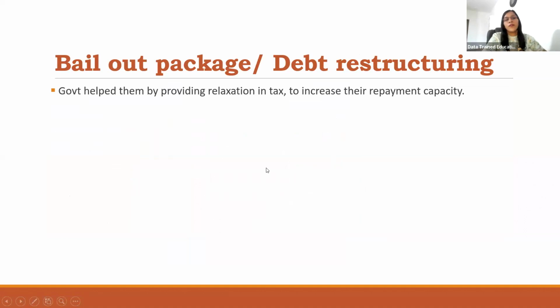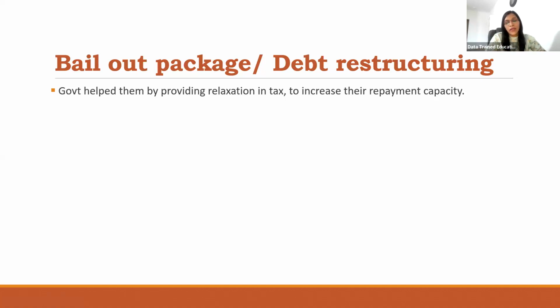Then what are the actions taken by the government? In these kinds of situations, a government does debt restructuring. That means they are reducing the burden on the public. How are they going to do that? They are going to reduce the tax burden. The tax bracket is being reduced so that people can pay more in the form of EMI. If they are paying a higher amount in taxes, they will be left with less amount to repay as EMI. So once the tax burden is reduced, they can increase the repayment capacity.